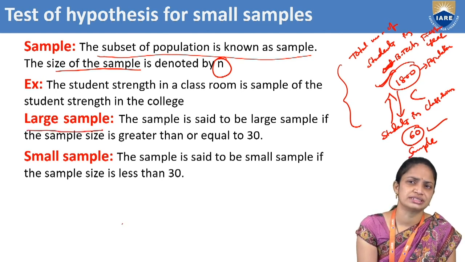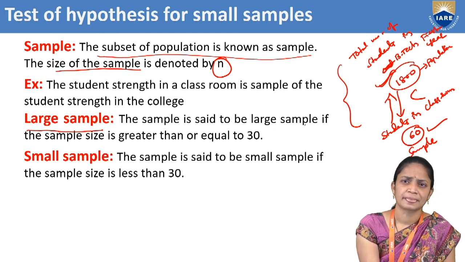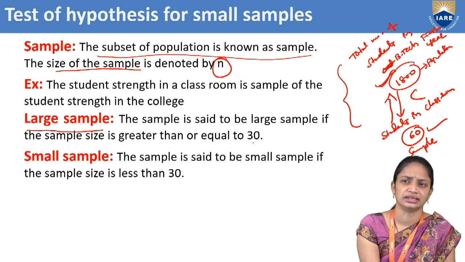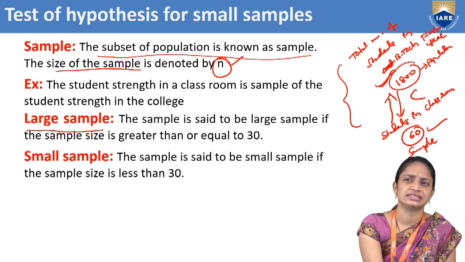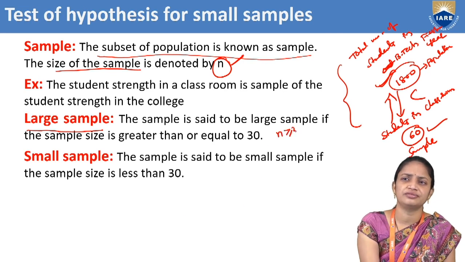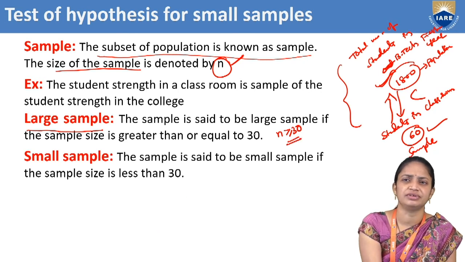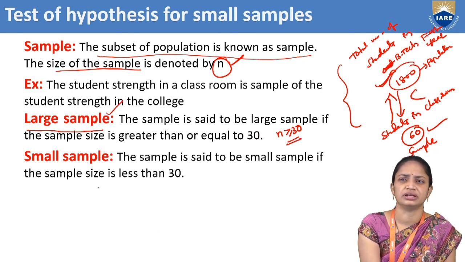Next one is large sample. What is a large sample? A sample is said to be a large sample if the sample size is greater than or equal to 30. We know that the sample size is denoted with small n. So if n is greater than or equal to 30, then we can say that it is a large sample.